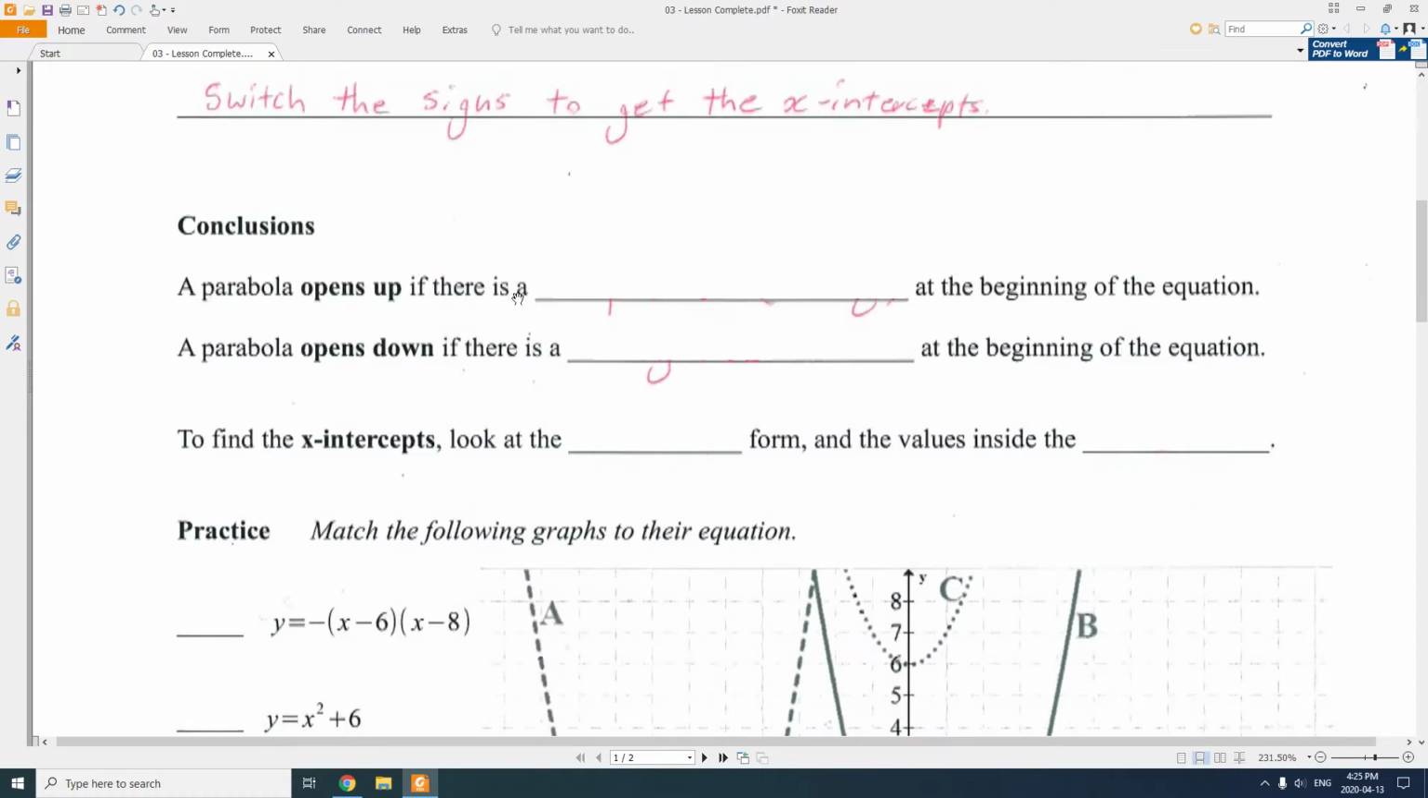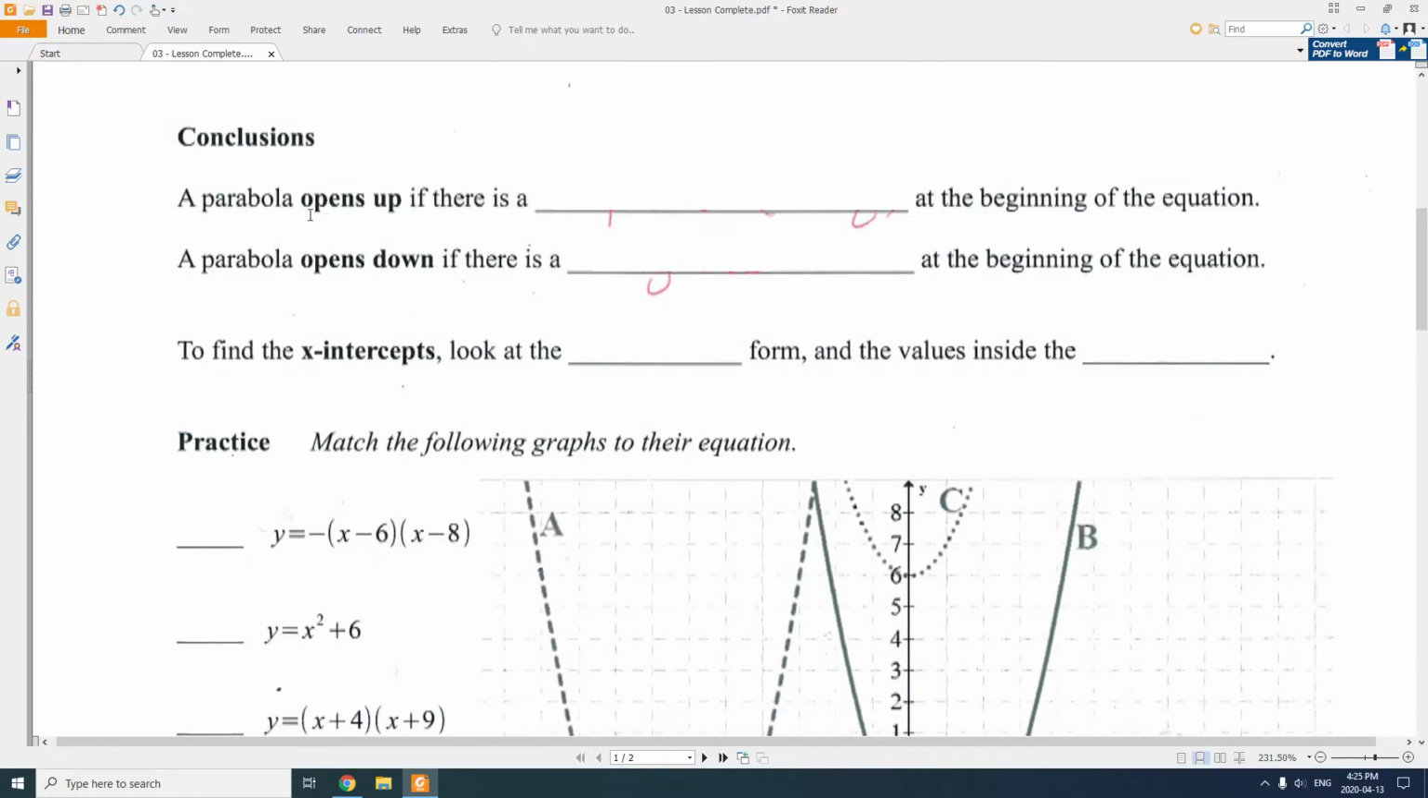All right, so some conclusions that we have now. From last week, a parabola opens up if there is a positive, or if there's nothing, it's like a +1 at the beginning of the equation. Right, happy. A parabola opens down, sad, if there's a negative out front. To find the x-intercepts, you look at the factored form, if you have the factored form, and the values are inside the brackets. You just swap the signs.